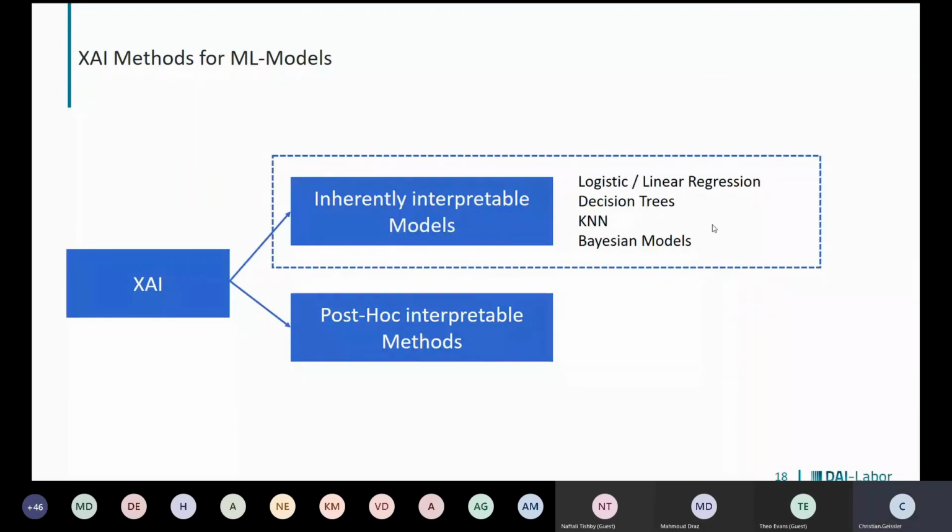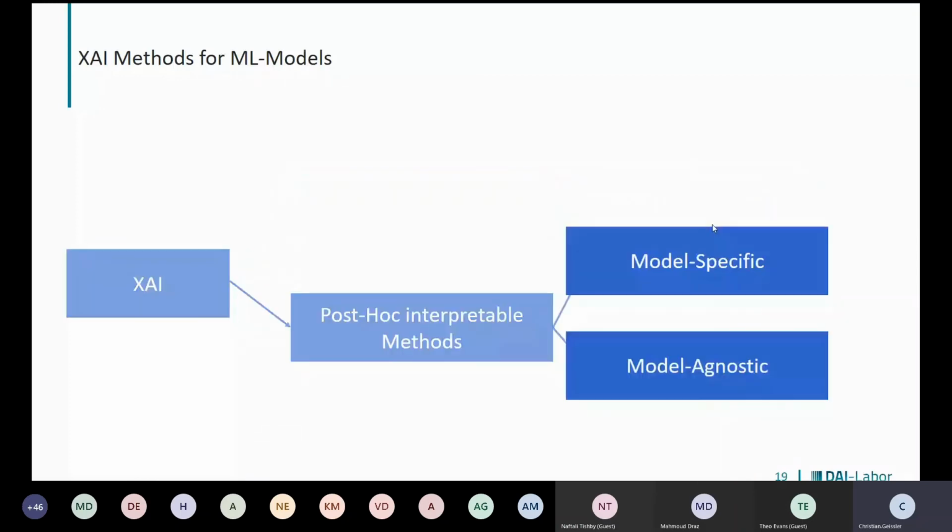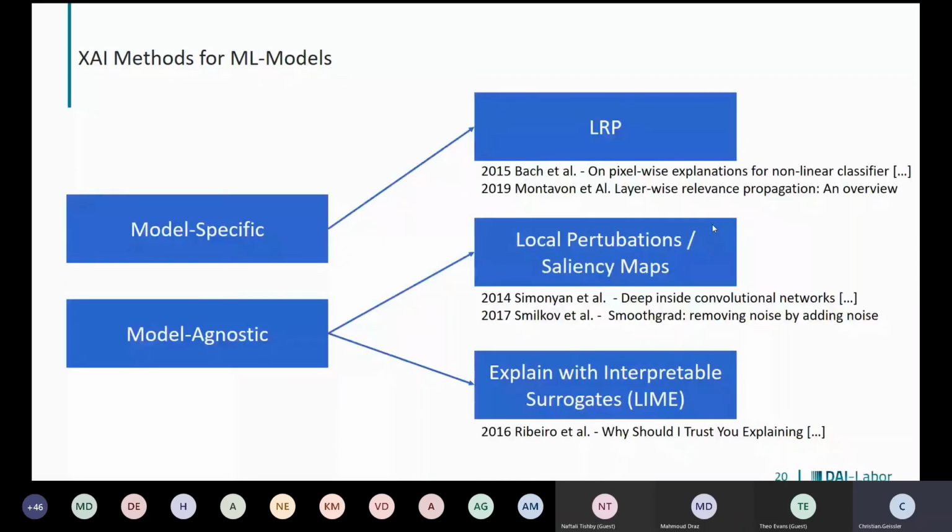So for the inherently interpretable models, some examples are linear regression, decision trees, Bayesian models, and simple decision trees, where you can manually look up what's going on. And for the post hoc models, we can say we have model-specific ones and we have model-agnostic ones.